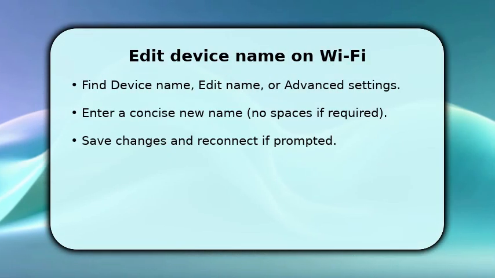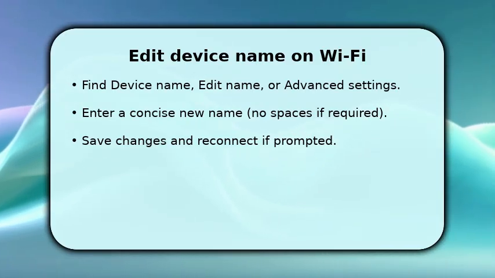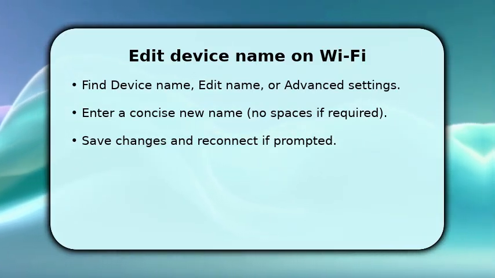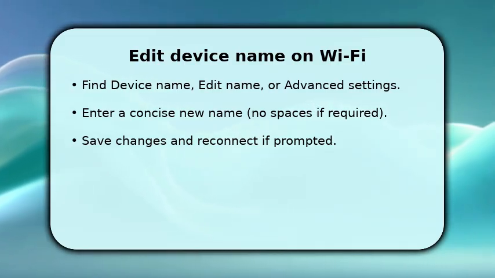Now edit the device name that the router broadcasts on the network. In the Wi-Fi details, look for device name, edit name, or advanced settings. Tap it and type a clear new name. Use letters, numbers, and hyphens if spaces are restricted.